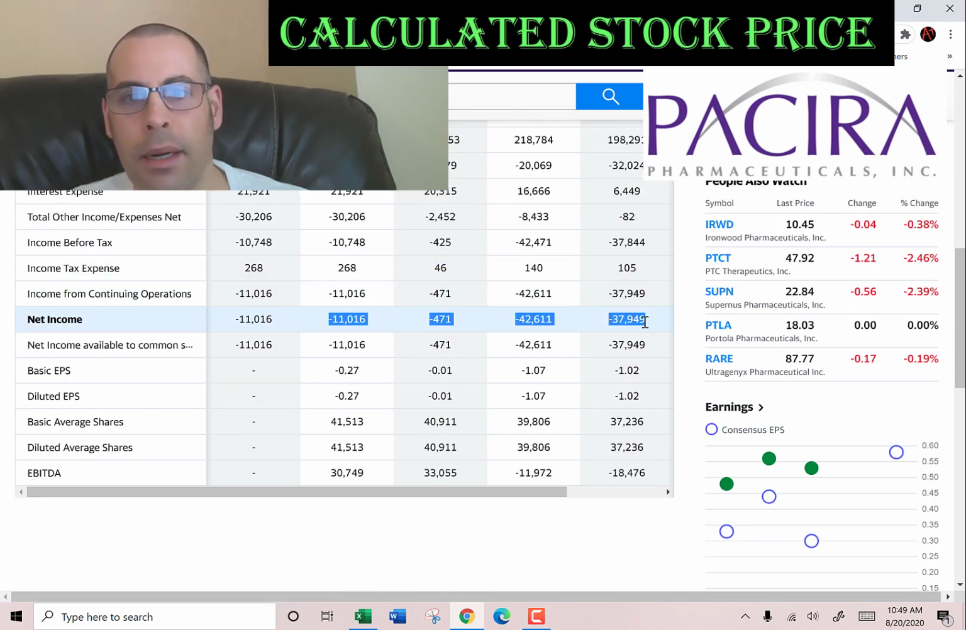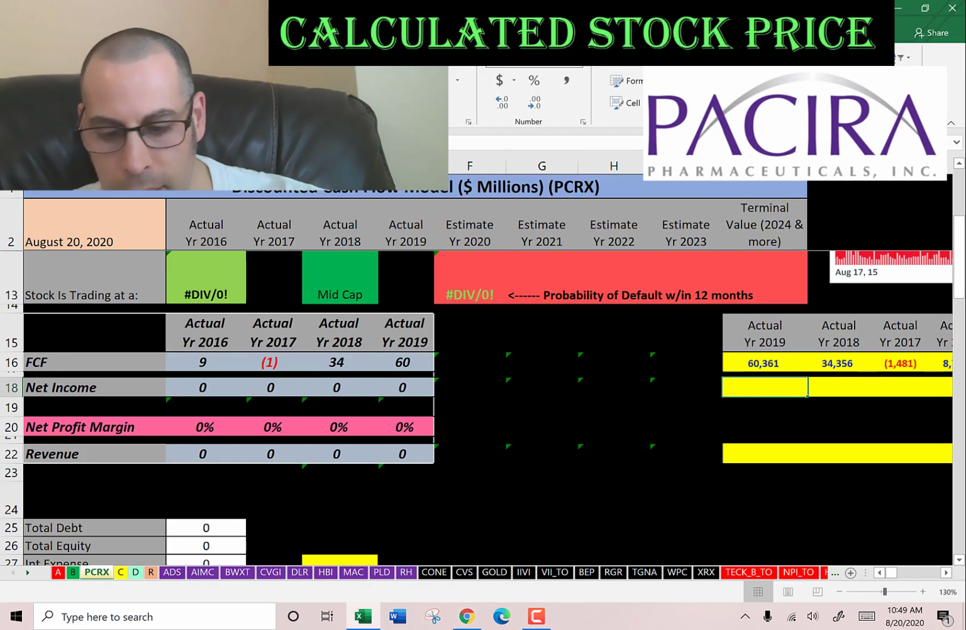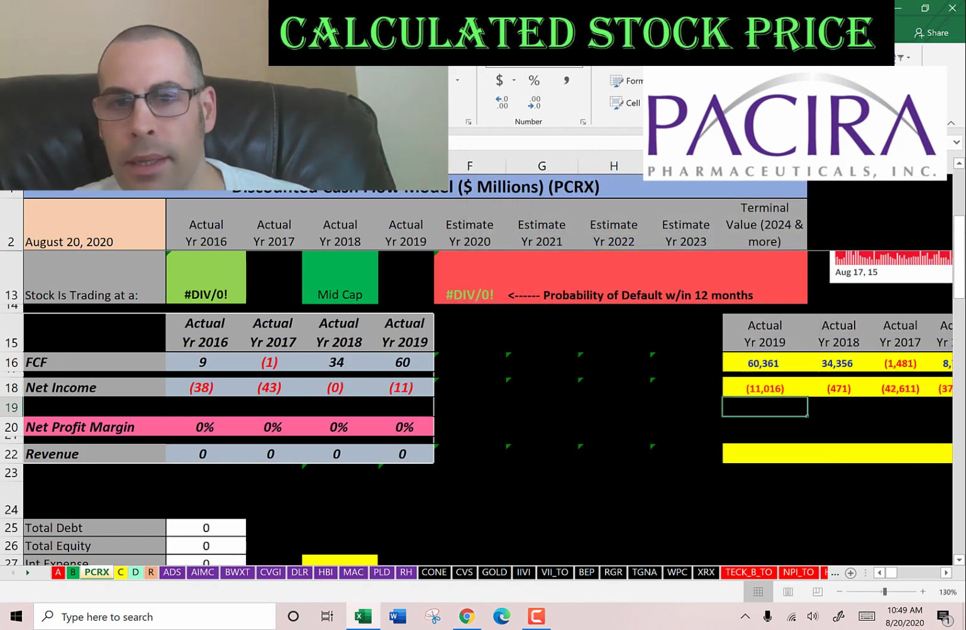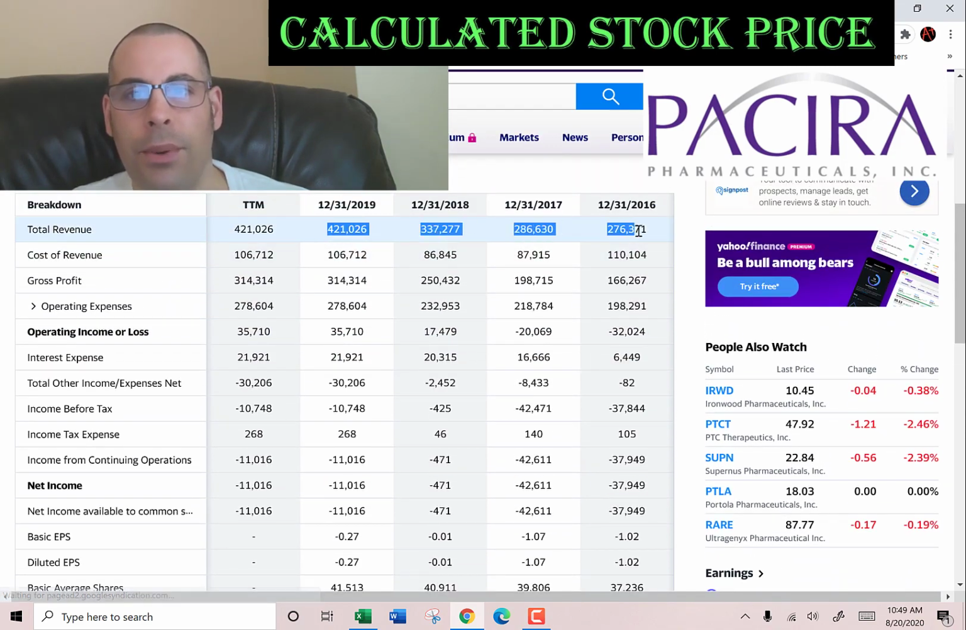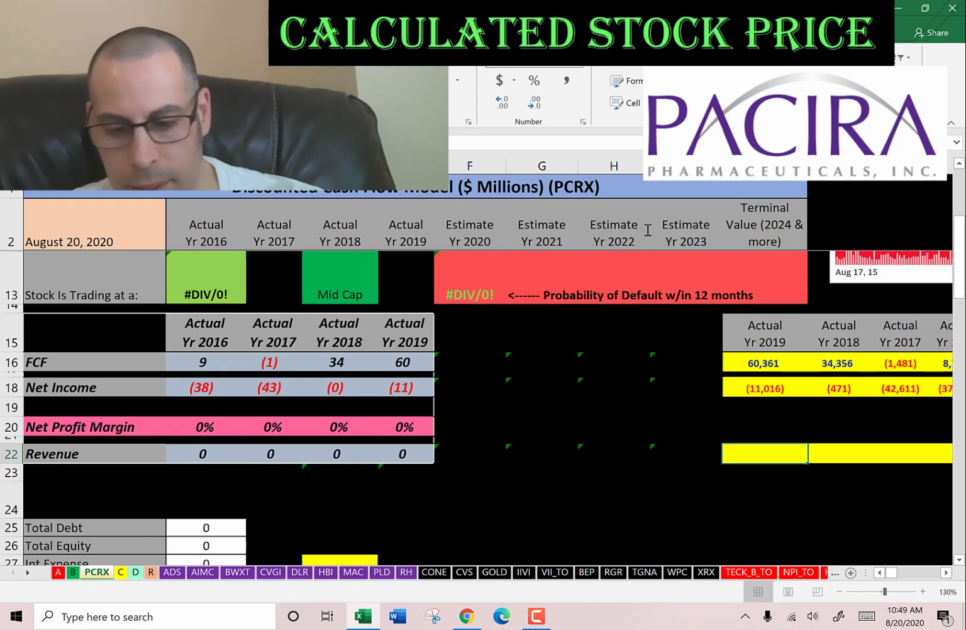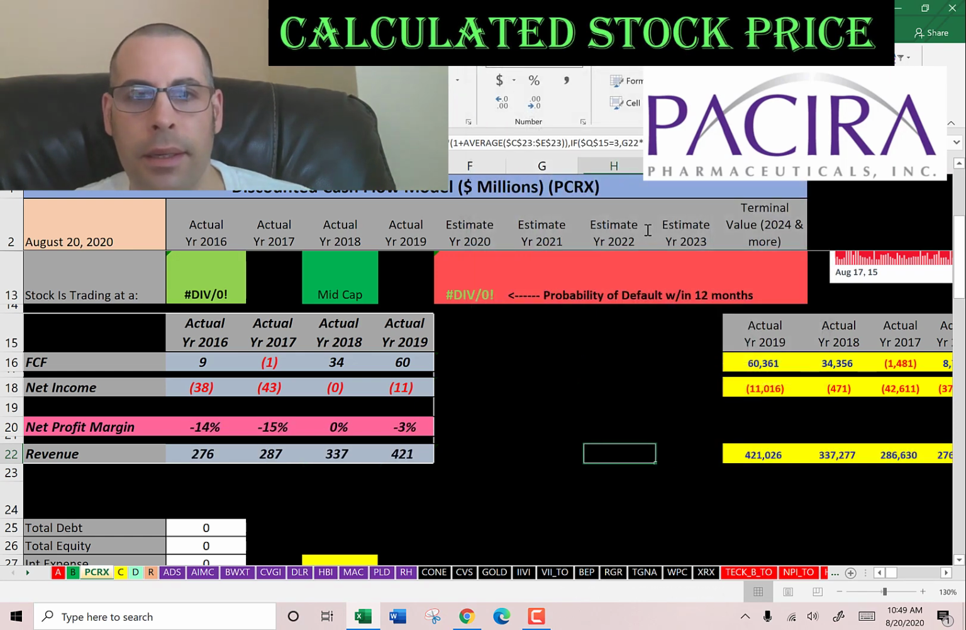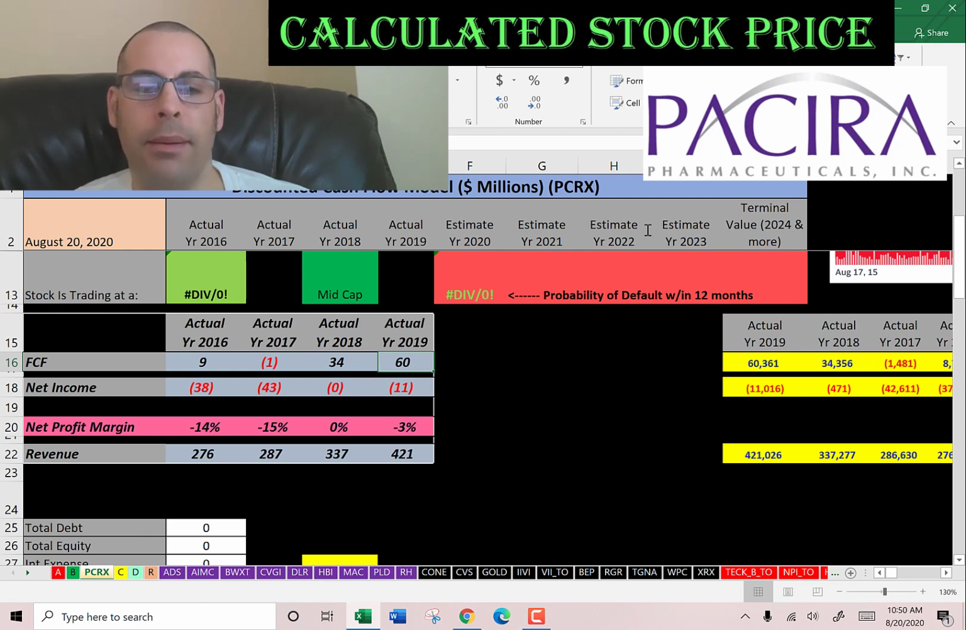Let's pull the net income. That's a profit and loss on the income statement. So they have negative net income every year. Let's get the revenue, which are the sales on the income statement. The sales have been increasing every year. Their free cash flow is positive except for a small negative one year. So that looks pretty good. Even though they have negative net income, the free cash flow is what you need to look at.